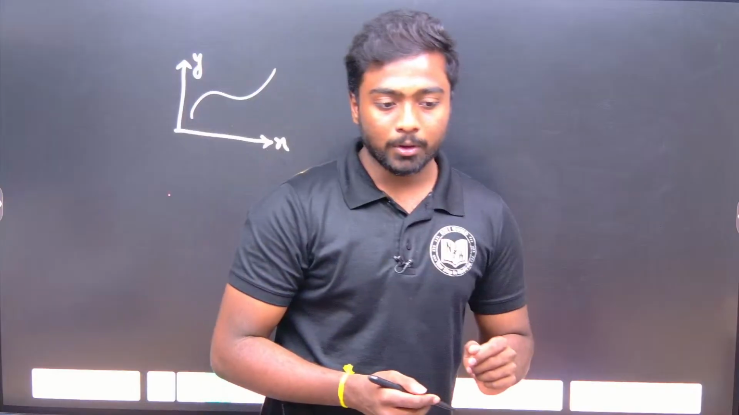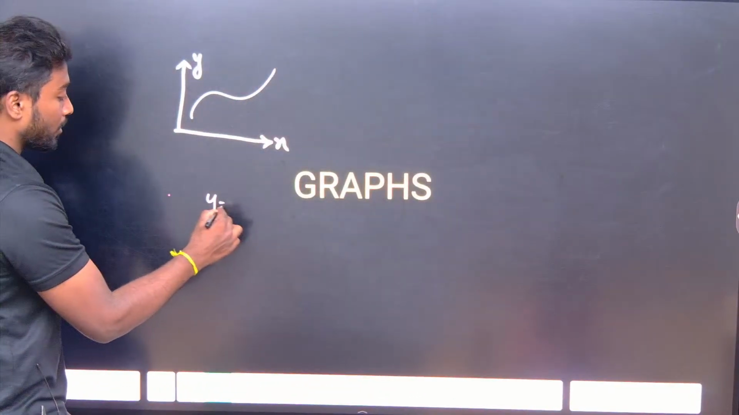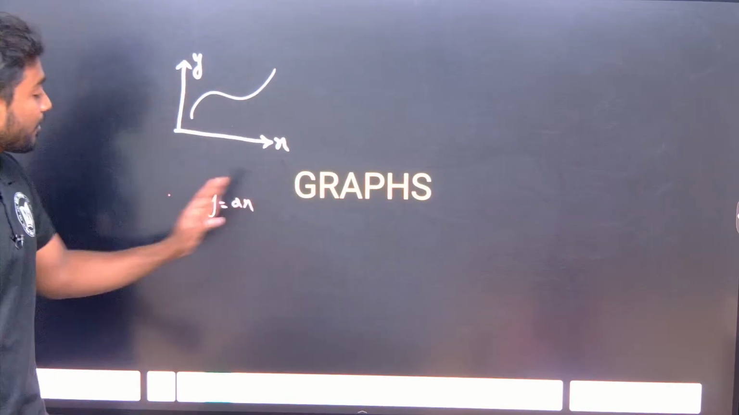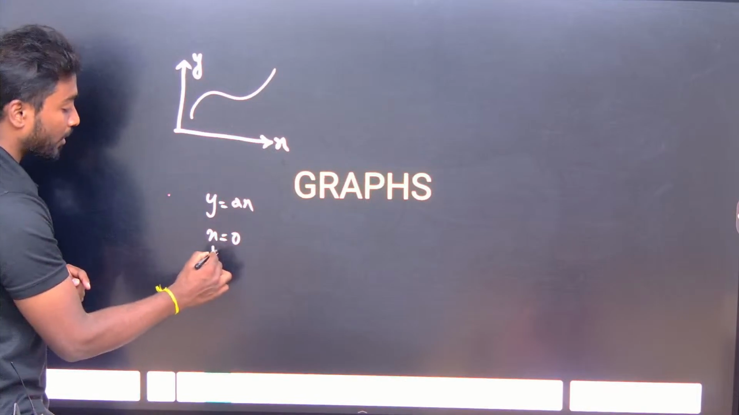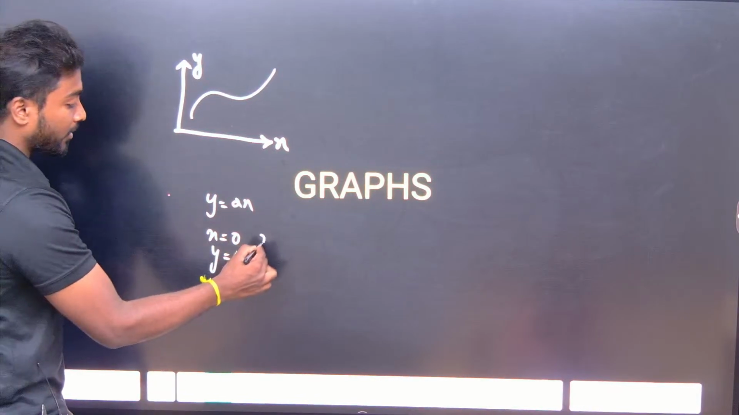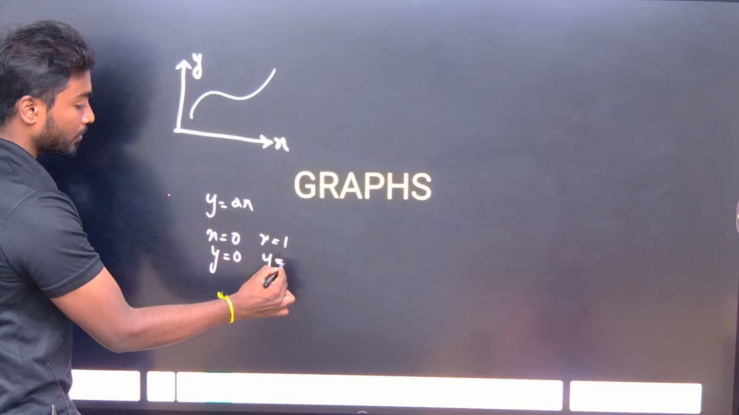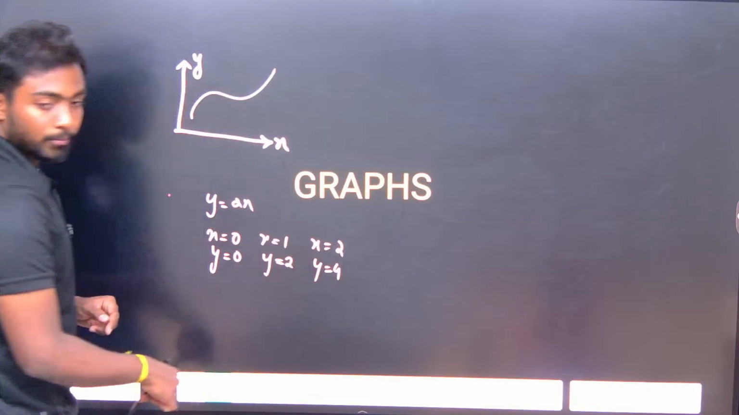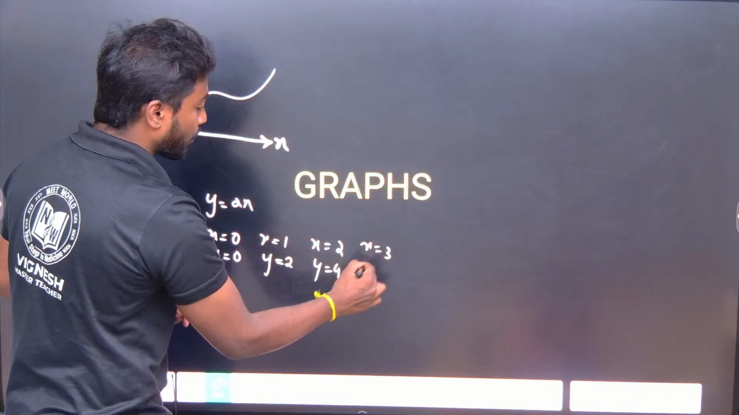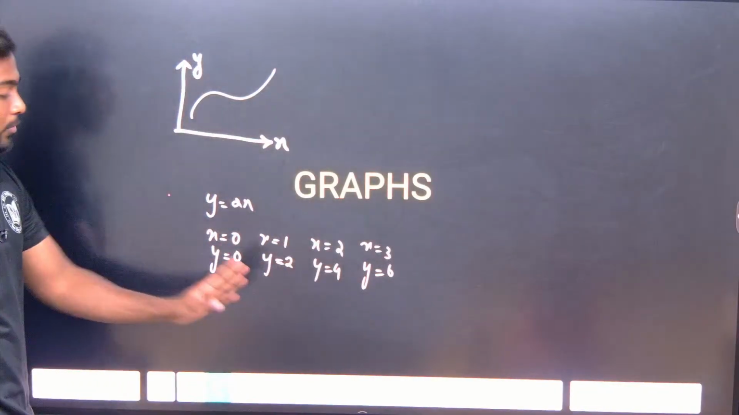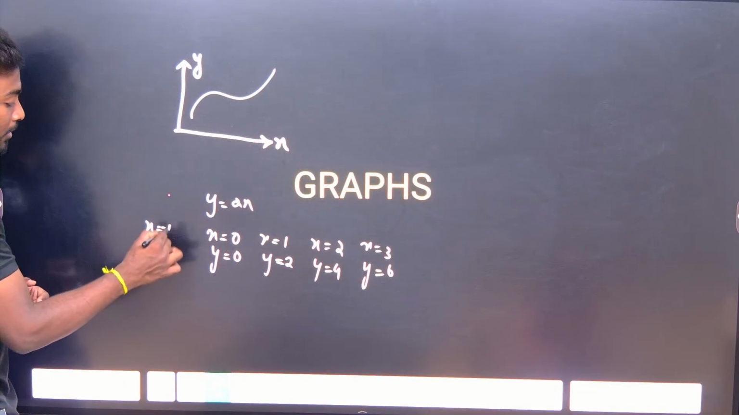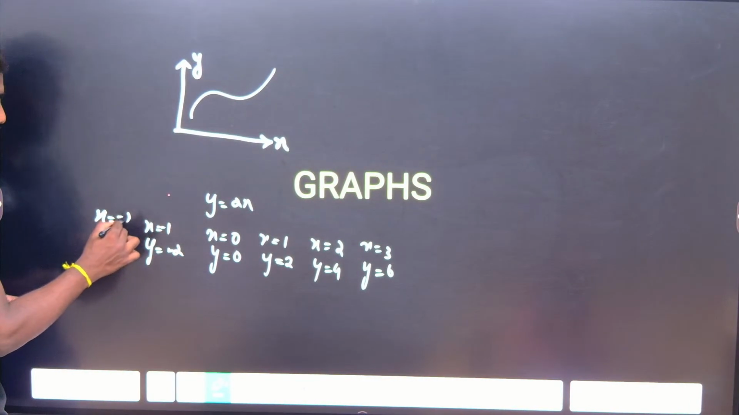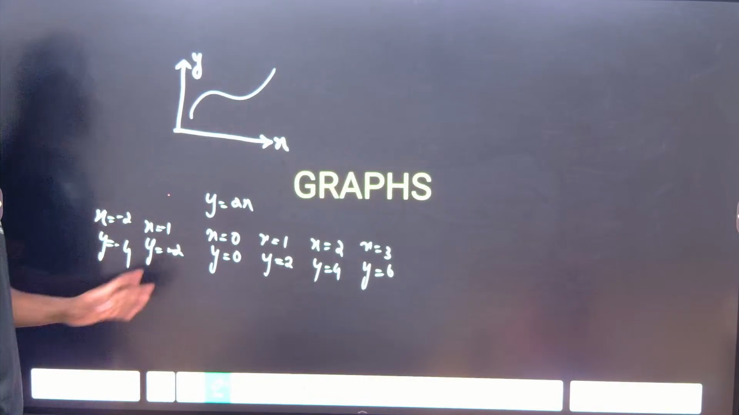Some equation will be given, like y equals 2x, okay. Some equation should be there. If I take the value of x equals 0, I will get y equals 0; x equals 1, y equals 2; x equals 2, y equals 4; x equals 3, y equals 6. I will get these values. Suppose for example x equals minus 1, y equals minus 2; x equals minus 2, y equals minus 4. I will get some values.